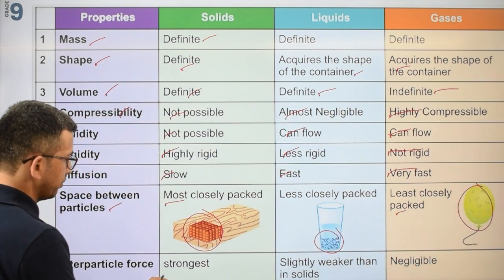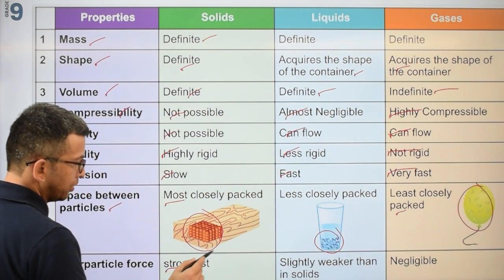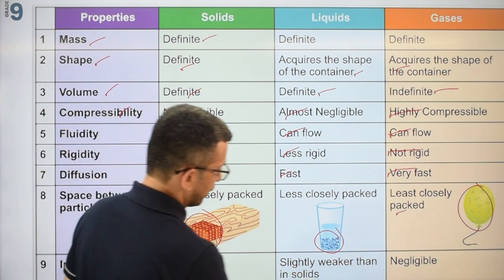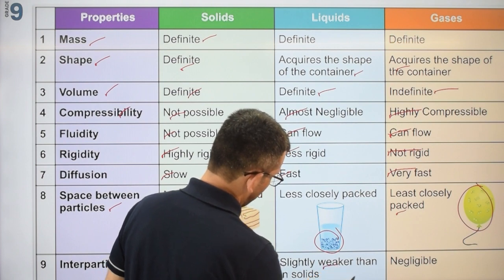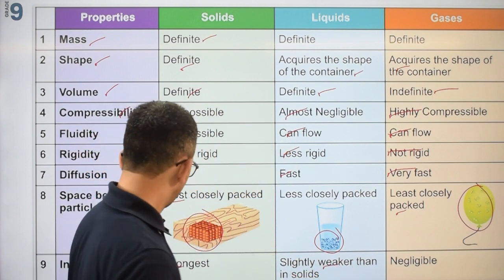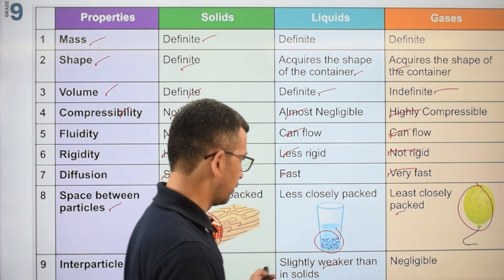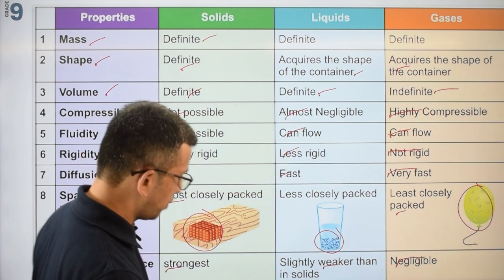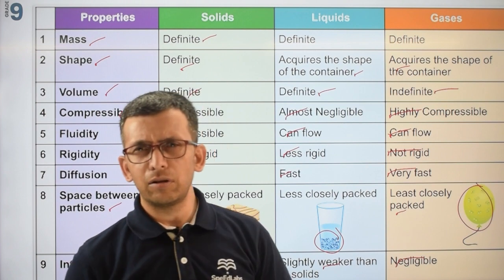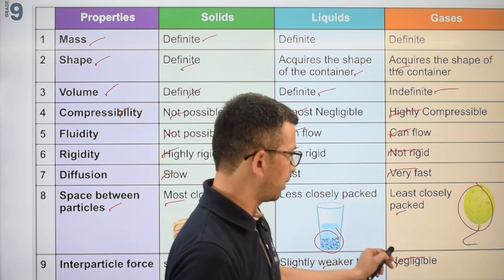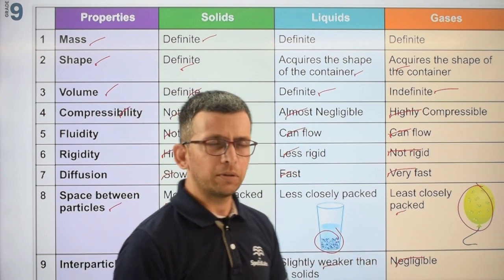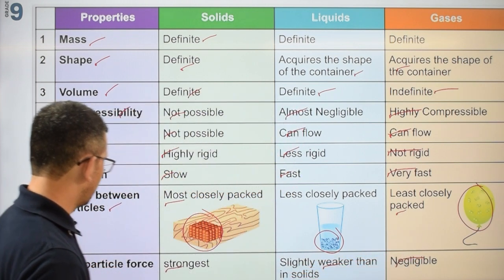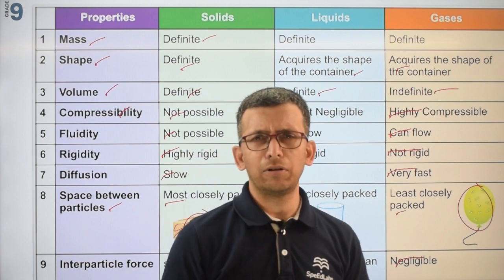Now interparticle force is the strongest in solids, that is the reason they are very close to each other. In liquids it is slightly weaker than in the solids. And in gases it is negligible, meaning nothing, none. Interparticle force of attraction is none in case of gases, because the intermolecular space is extremely high here. So they will not feel any kind of interparticle force of attraction.